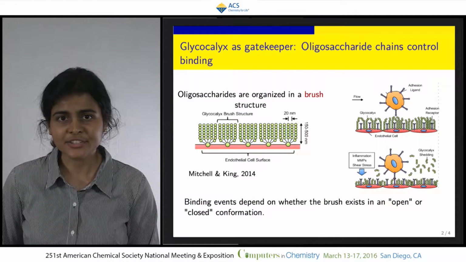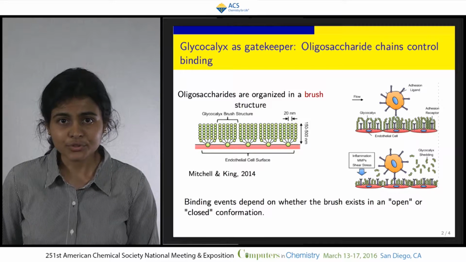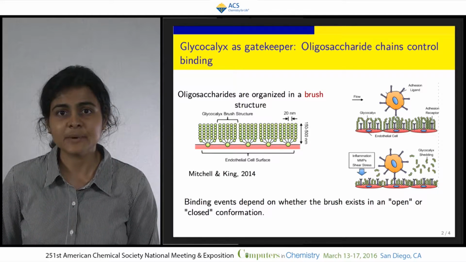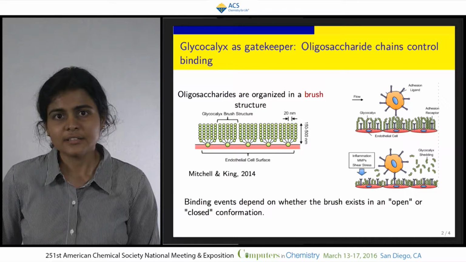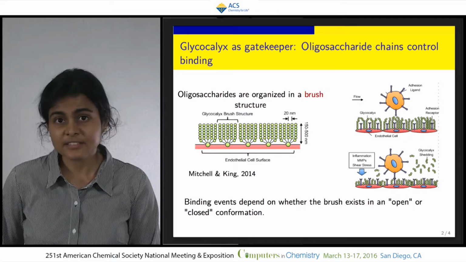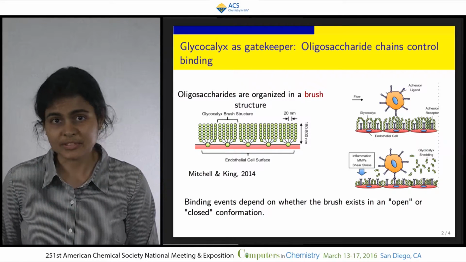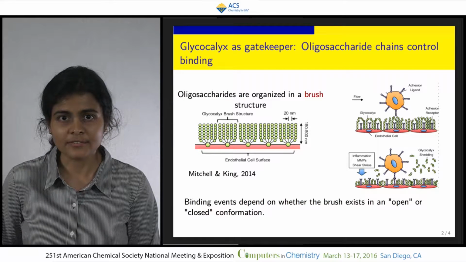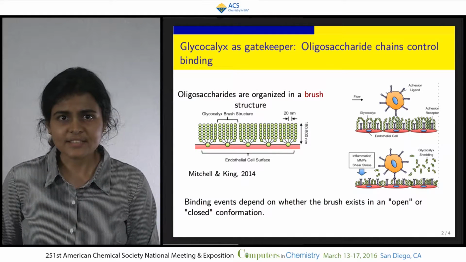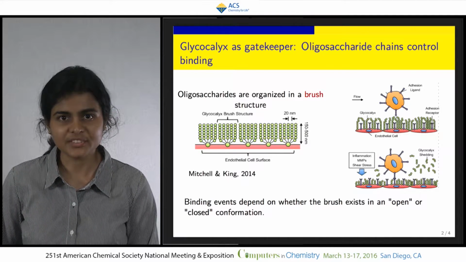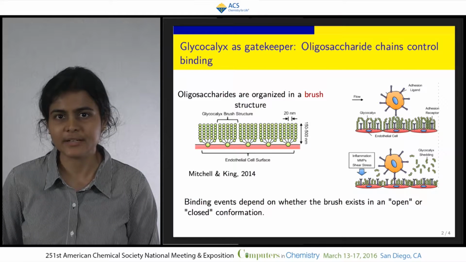These oligosaccharide chains can either expose or shield receptor groups on the cell surface, thereby determining whether a binding event occurs or not. Therefore, the glycocalyx acts as a molecular sieve and gets to decide what enters the cell and what stays out of the cell. The functionality and specificity of this molecular sieve depends not only on the size and charge of the approaching species, but also on the conformation of the oligosaccharide chains, more specifically, the thickness and the density of the oligosaccharide brush.